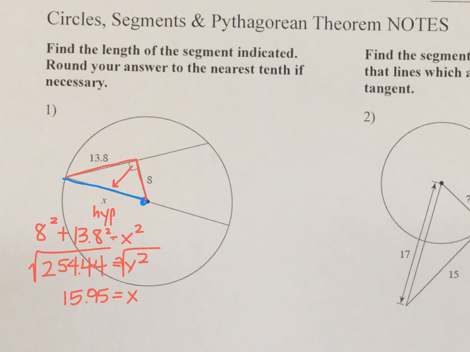Now, I want to just remind you of some things, and this is what I really want you to get out of your notes here. One, this answer should make sense. Remember that the hypotenuse should be the longest side. So it makes sense that you're getting 15.95 because that's bigger than 13 or 8.